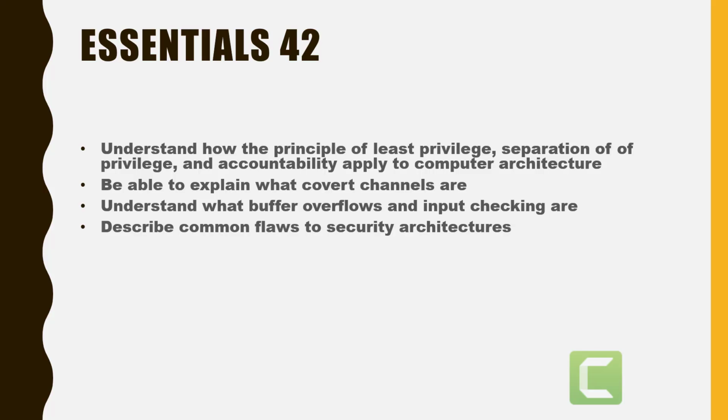Today's Essential number 42. We're going to talk about understand how the principle of least privilege, separation of privilege, and accountability apply to computer architecture. Also, you need to be able to explain what covert channels are. You need to understand what buffer overflows and input checking are, and describe common flaws to security architectures. Let's begin with the first one.